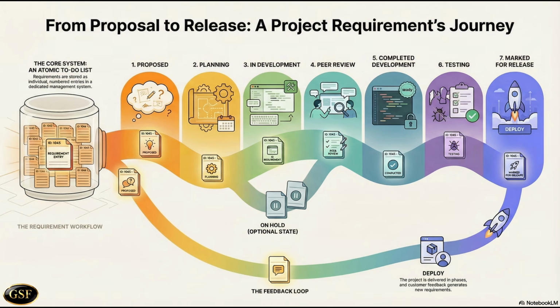These atomic level entries will go through this workflow of states as they are developed, starting off with proposed and going through planning, in development, peer review, and completed development, and also a range of testing states before being marked for release. Some workflows may also have on-hold states where an entry can be parked awaiting something else being completed. Such workflows may vary slightly from project to project.